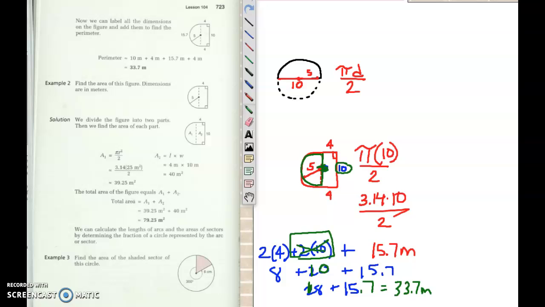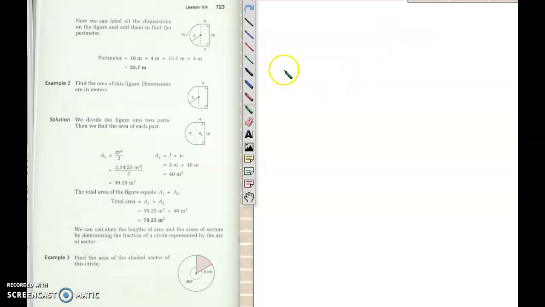All right, let's do example 2. I'm going to clear that board. Let's do example 2. It says find the area of this figure. Dimensions are in meters. So we're going to draw it out again, because I am a firm believer in drawing when you're looking at these crazy looking shapes, because it just helps.